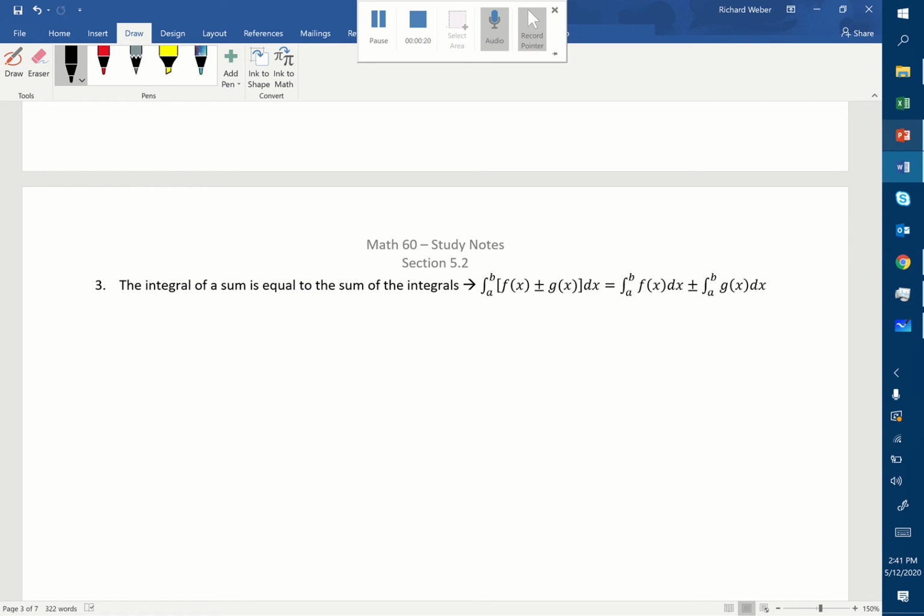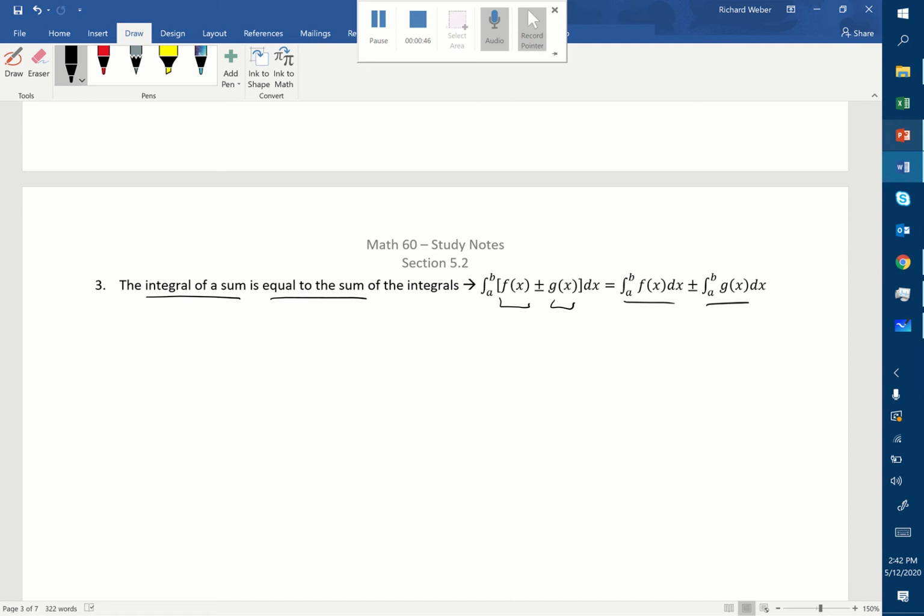Okay, so we're talking about the definite integral, and this next property says the integral of a sum is equal to the sum of the integrals. Well, actually, it's the sum of a function plus another function. If you're integrating the sum or difference of a function and another function, you can split them up into two separate definite integrals. And the question would be like, why? Okay, so let's show you.